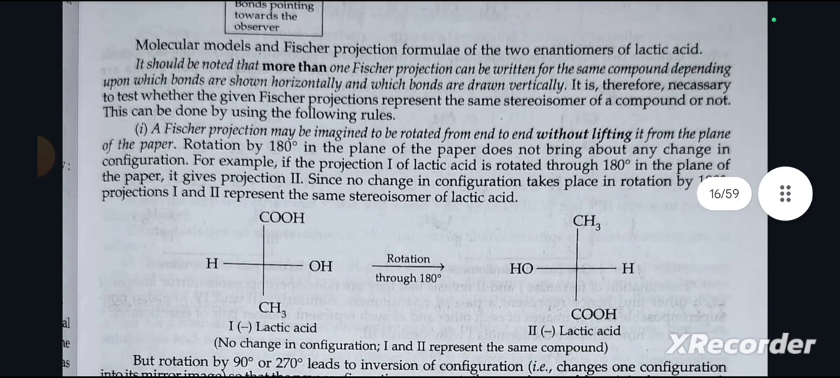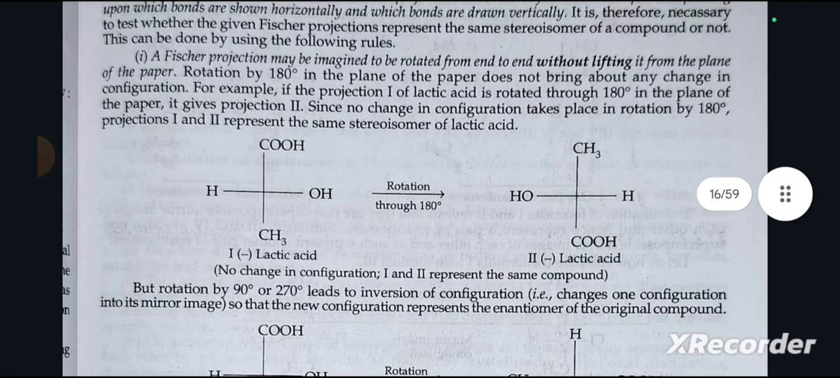Molecular models and Fischer projection formula of two enantiomers of lactic acid. It should be noted that more than one Fischer projection can be written for the same compound depending upon which bonds are shown horizontally and which bonds are drawn vertically. It is therefore necessary to test whether the given Fischer projection represents the same stereoisomer of a compound or not. This can be done by using the following rules.